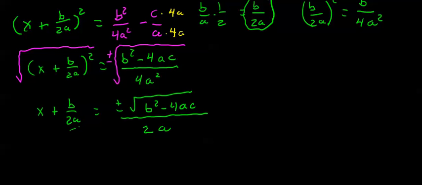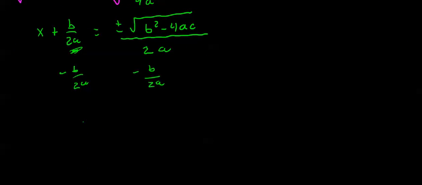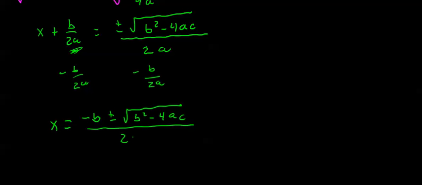Subtract this over here from both sides. Minus b over 2a, minus b over 2a. And we're left with x equals the opposite of b. Now notice here, I have common denominators. So we're left with opposite of b plus or minus the square root of b squared minus 4ac all over 2a. This is the quadratic formula.